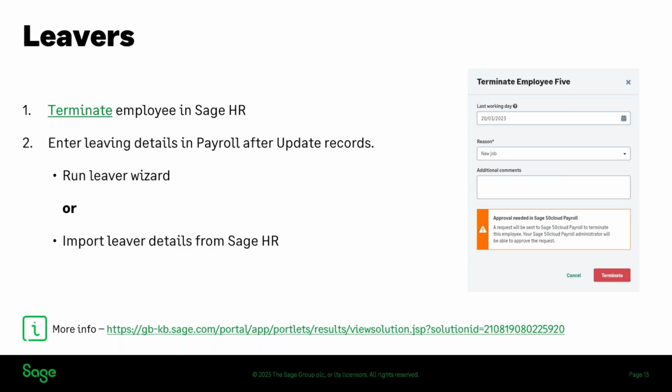So you can either do that the traditional way by running the leaver wizard in Payroll, or you can go back to that import option. And if you've terminated them in HR, it will allow you to import the leaving date from HR into Payroll. And then to produce the P45, you would run that from the main reports. So I'll just remind you where that terminate option was.